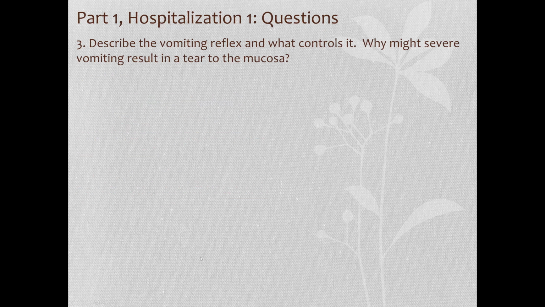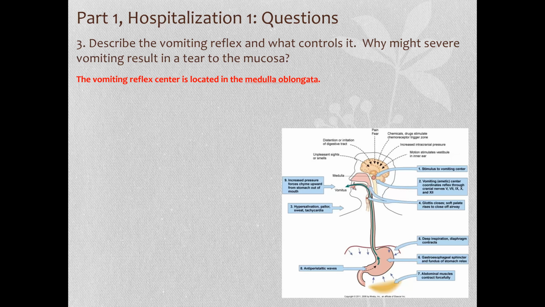Number 3, describe the vomiting reflex and what controls it. Why might severe vomiting result in a tear to the mucosa? So the vomiting reflex center is located in the medulla oblongata. And here's a little pathway illustration.